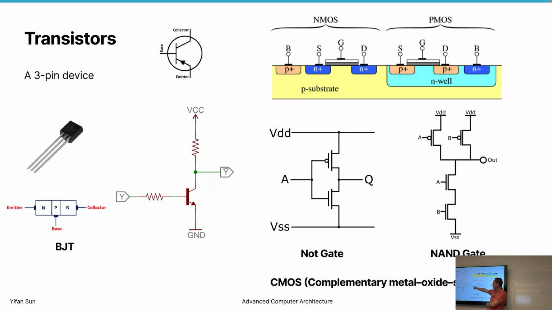If it's 0, this part is connected. Just consider there's a wire. There's no wire here. Okay, it's disconnected. This part is connected. Then Q equals VDD, and that means Q equals 1. So to summarize: if A is 1, Q is 0. If A is 0, Q is 1. Okay, so that's a NOT gate. Q always equals the opposite of A. Okay, comfortable with this design?